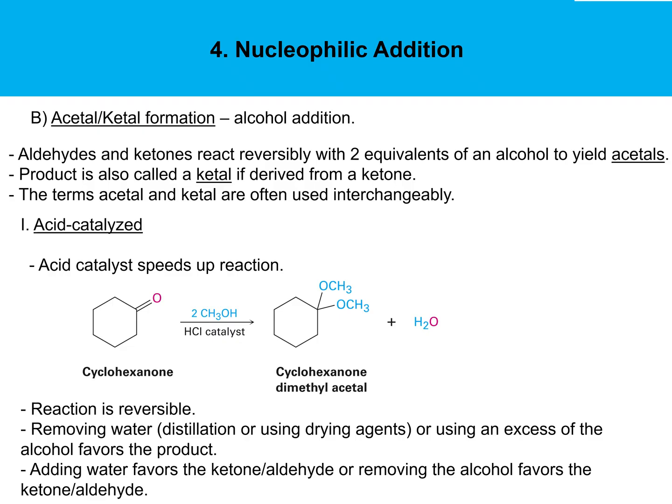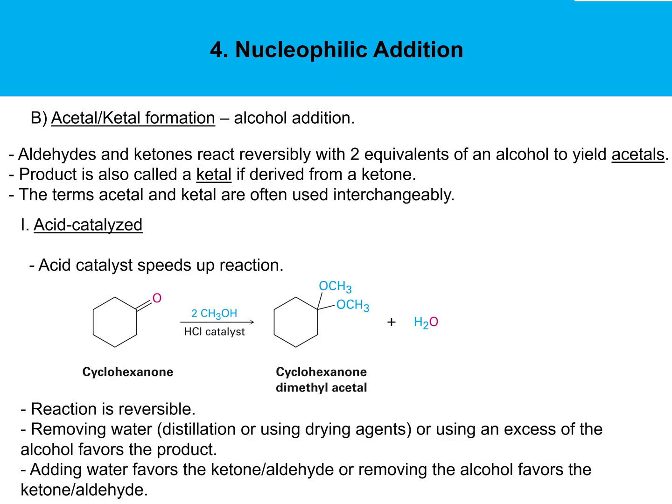Another nucleophile we can use with aldehydes and ketones are alcohols. Addition of two equivalents of an alcohol to an aldehyde will produce an acetal. Similarly, a ketone will react with two equivalents of an alcohol to produce a ketal. Note that these two terms, acetals and ketals, are sometimes used interchangeably, and sometimes you might catch me doing the same. But technically, ketals are the products from an addition of an alcohol to a ketone, and acetals are the products that you get from an alcohol adding to an aldehyde.